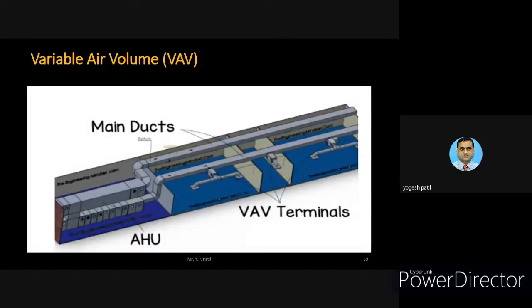So you can see where the VAVs are located. Here is a VAV, here also a VAV, and here also a VAV. And then it can have sub zoning. This is the duct, this is the return, and this particular one is the AHU. Now we are well familiar with this. Now you can see clearly where the VAVs are located.